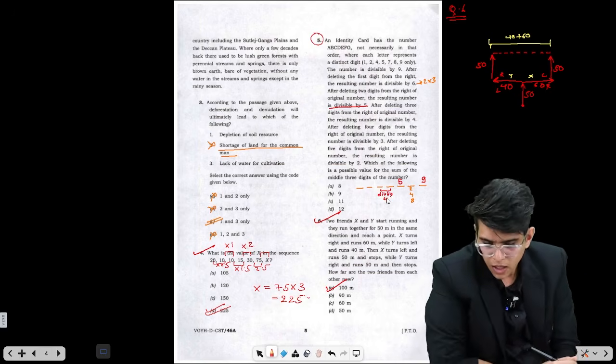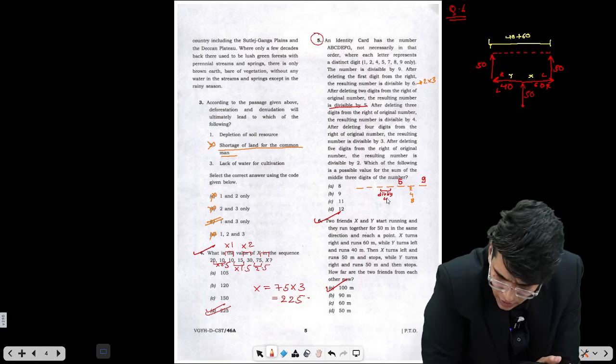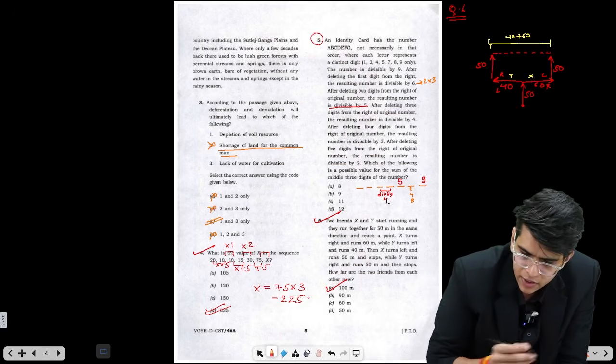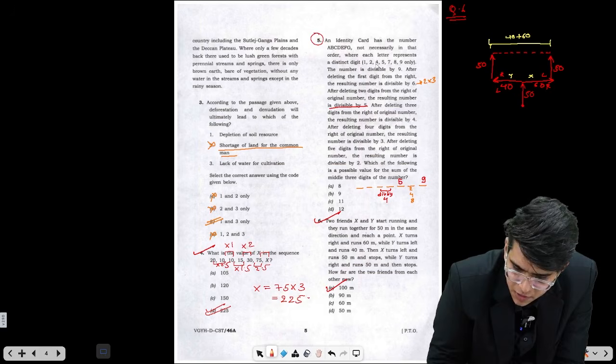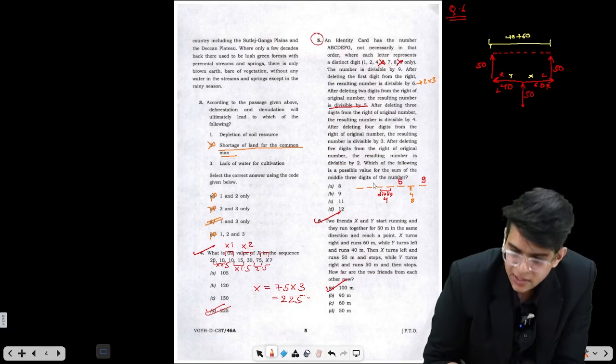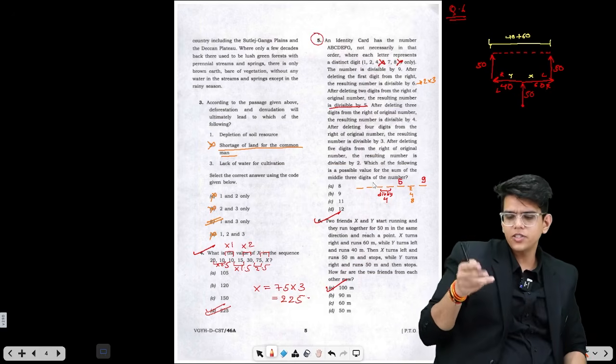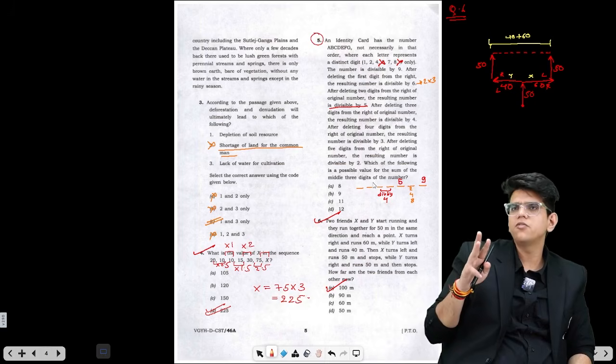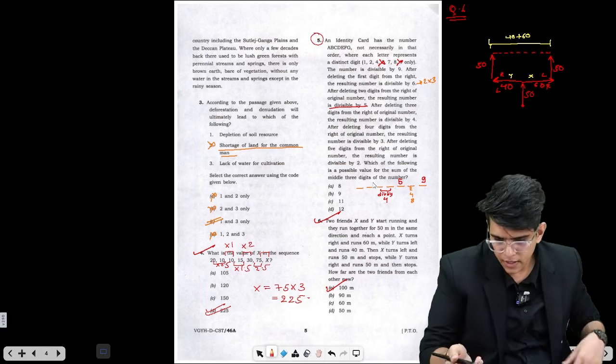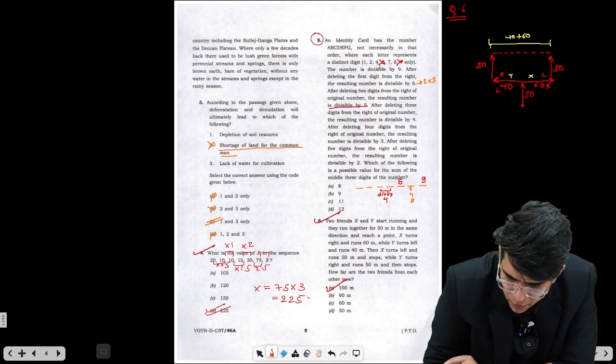After removing the last 4 digits, the number is divisible by 3. So basically, how can we form the numbers which are divisible by 3 here? 9 is already done, 5 is already done. 8 plus 4, 12 plus 1, 13. For divisibility by 3, we need to find the numbers which have sum of the digits divisible by 3. It can't be 8, 7, 4, 11 plus 1.